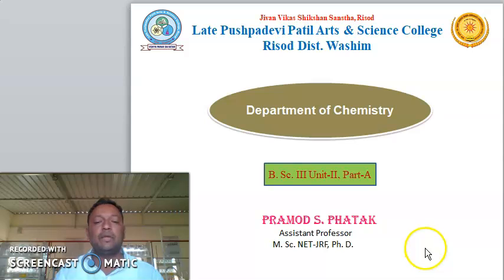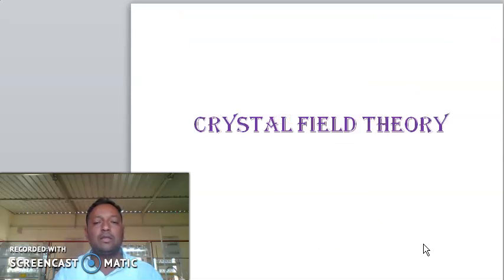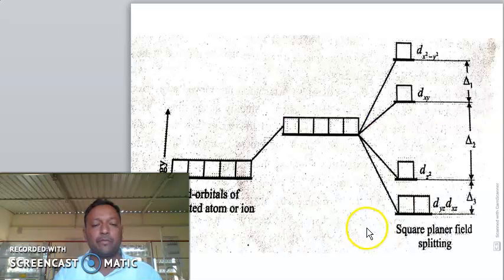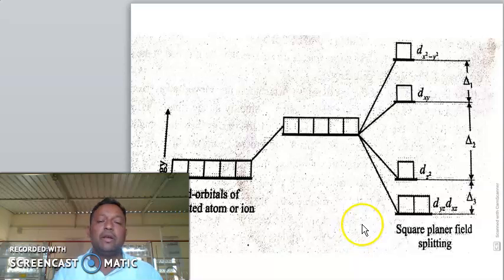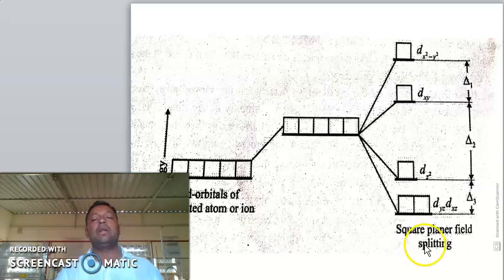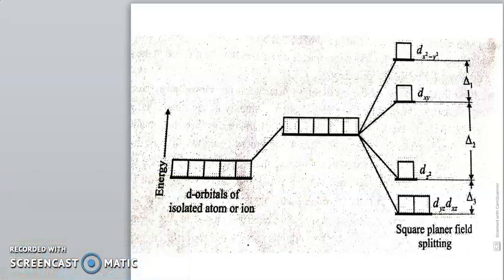From your syllabus, we are discussing Unit 2, and from Unit 2, Part A, that is crystal field theory. In the last lecture, we saw the crystal field splitting in square planar complexes. Now, in today's lecture, we are going to see the crystal field splitting in tetrahedral complexes.